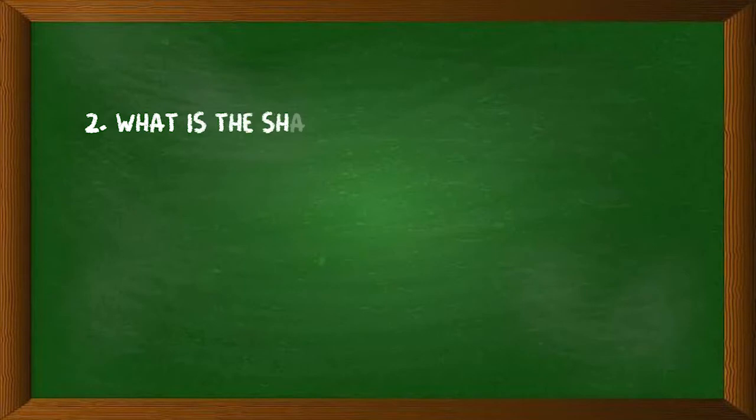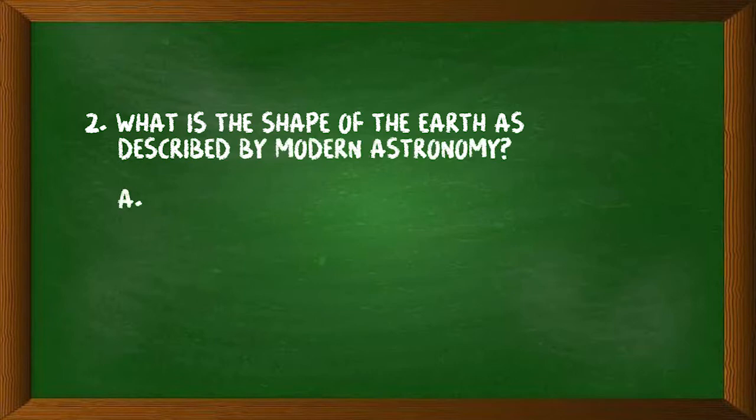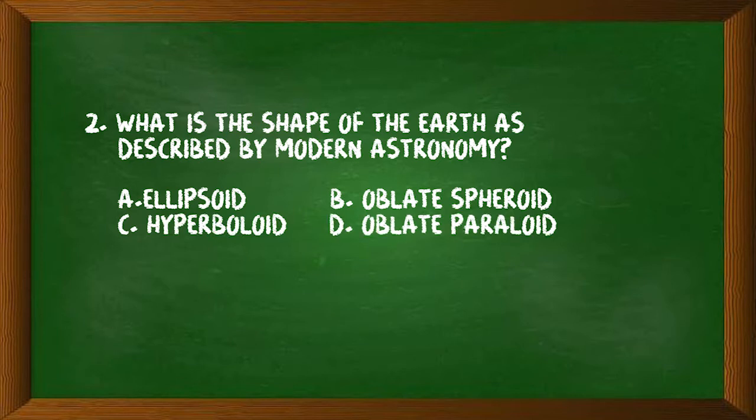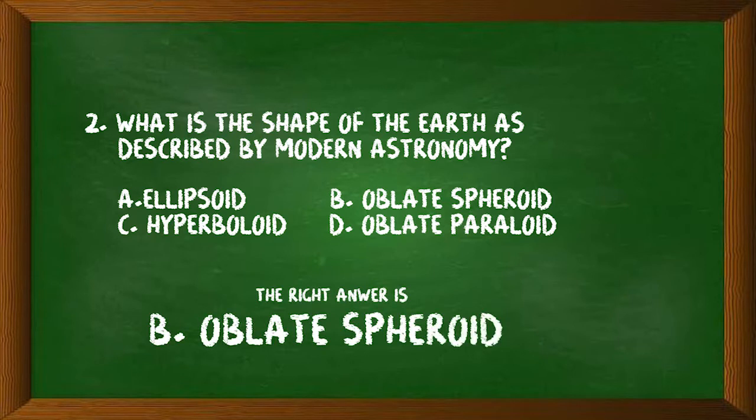Our second question. What is the shape of the Earth as described by modern astronomy? Again, what is the shape of the Earth as described by modern astronomy? A. Ellipsoid. B. Oblate spheroid. C. Hyperboloid. And letter D, oblate paraboloid. Go! Okay, the correct answer for question number 2 is letter B, oblate spheroid. Congratulations on those who got it right.